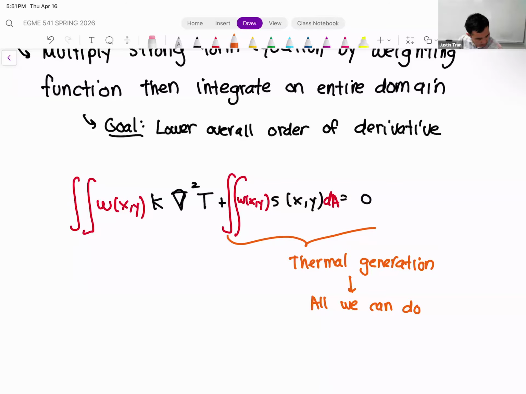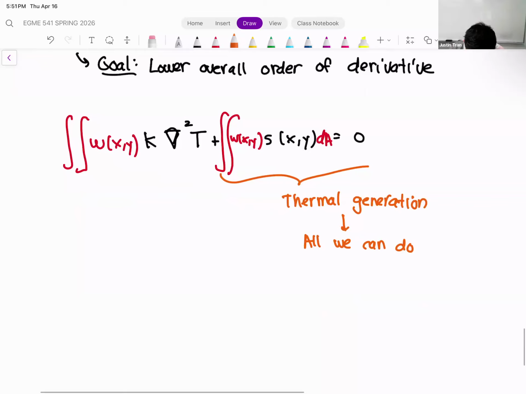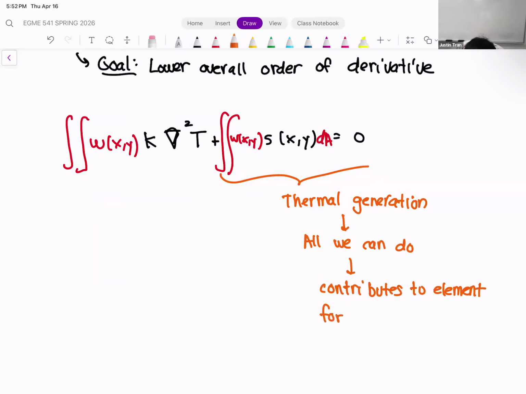Eventually, when we put this into the finite element form, this thermal generation function is going to make a contribution to our element forcing vector. But that's just way in the future. I thought I would mention that here. For that term, I'm not going to focus on it just because we can't really do anything mathematically with it. But just know that that one's going to be along for the ride.